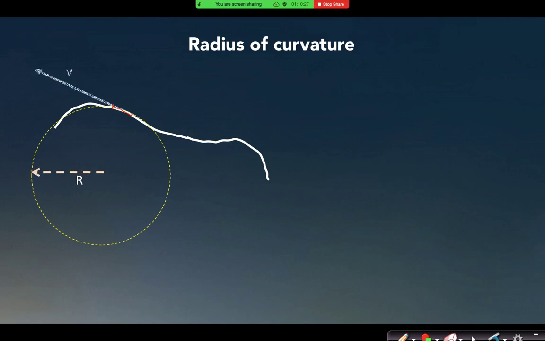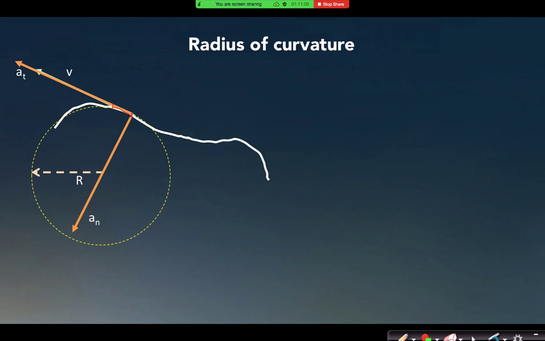Suppose this is the radius of curvature and this is the velocity of the particle at this particular point. Velocity is always tangential to the path, and at this point the velocity is tangent to the circle also. The acceleration may be in any arbitrary direction. If I break the acceleration into two components, one along the velocity vector and another perpendicular to the velocity vector, then I will get these two components of acceleration. One is tangential, another is normal acceleration.